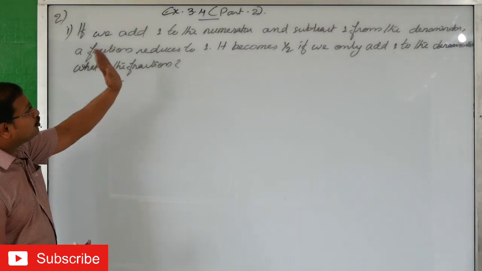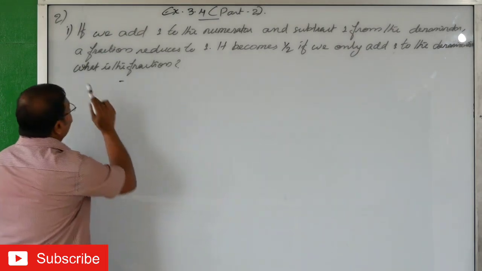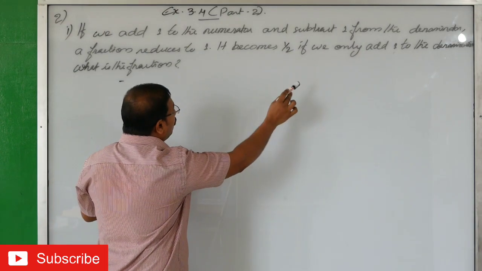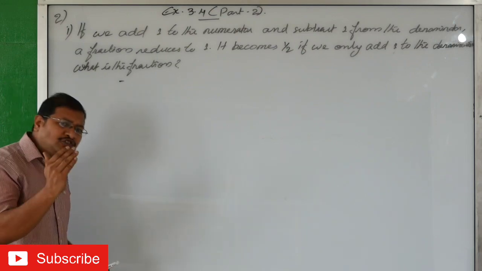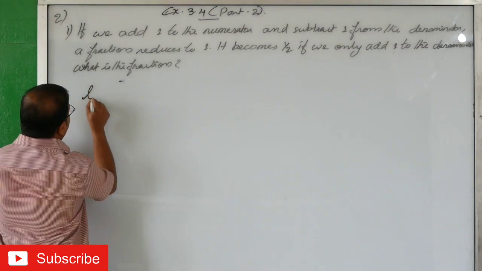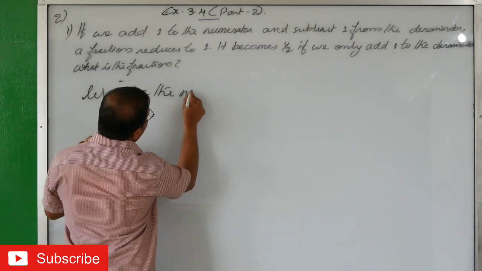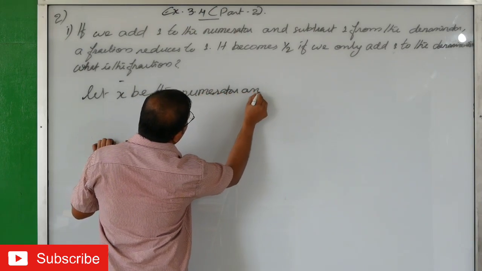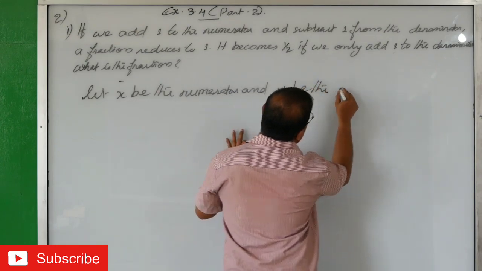If we add 1 to the numerator and subtract 1 from the denominator, a fraction reduces to 1. It becomes 1 by 2 if we only add 1 to the denominator. What is the fraction? Fraction means there will be a numerator and a denominator, isn't it? So we'll write first, let x be the numerator and y be the denominator.